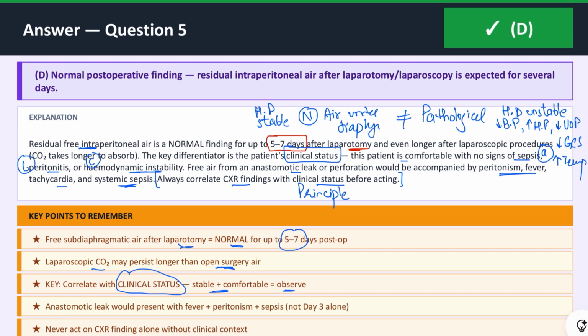Now, how does anastomotic leakage present? It would present with fever, peritonitis, and sepsis. And it will not necessarily present on day 3. It can present on any day. Usually anastomotic leakage is likely to develop at the 7th day, but it can happen before that as well. Now, never act on the chest X-ray finding without clinically correlating with the status of the patient. So, this is our air under the diaphragm in a normal scenario.